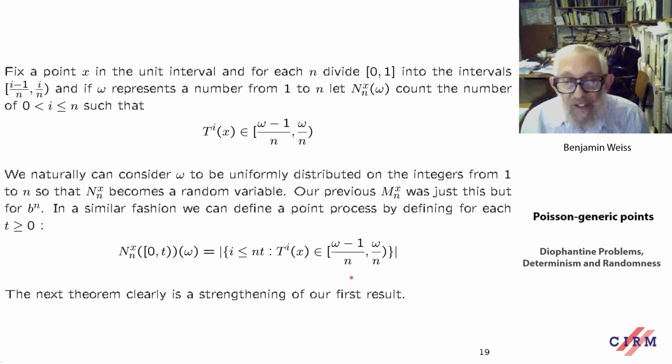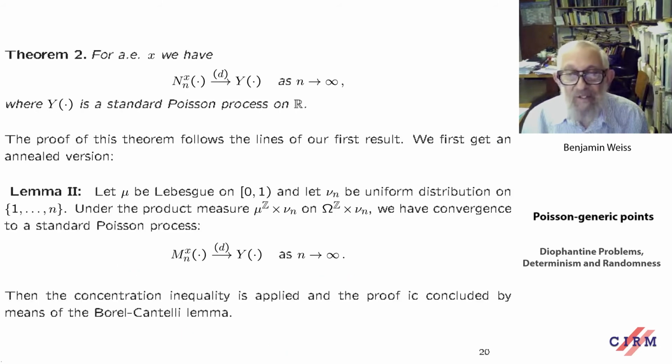So with this, we now have a new theorem. For almost every x, we have that this converges to the standard Poisson process. And this is a generalization of the previous theorem, because if you look at the times b to the k, then this is the previous definition. And here's the annealed version, and the proof goes through the same mantra as the proof I was describing before.